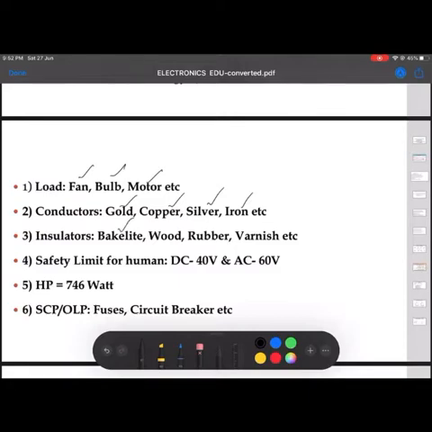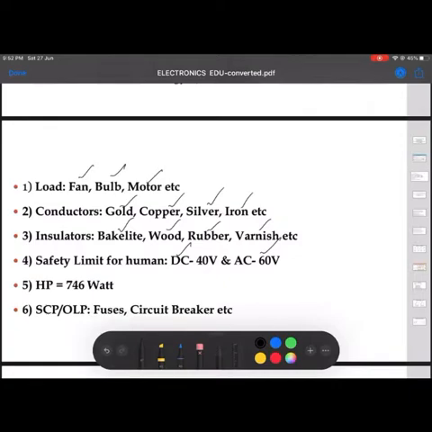Insulators, examples are bakelite, wood, rubber, varnish. Now, one should know as a human what is the extent of voltage we can tolerate. So if the DC voltage is 40 volt, or 60 volt, these limits are given, but it does not mean one should try for it. There's a safer limit given.